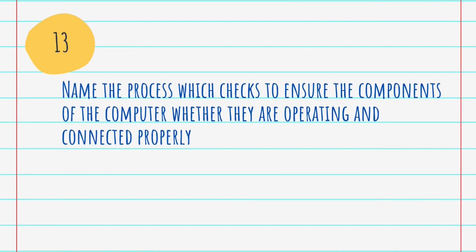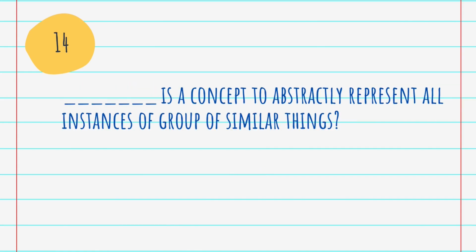Okay. Then next question. Name the process which checks to ensure the components of the computer are operating and connected properly. And the answer is booting. In computing, booting is the process of starting a computer as initiated via hardware such as a button or by a software command. After it is switched on, a computer's CPU has no software in its main memory. So some process must load software into memory before it can be executed. Okay. This may be done by hardware or firmware in the CPU or by a separate process in the computer system.